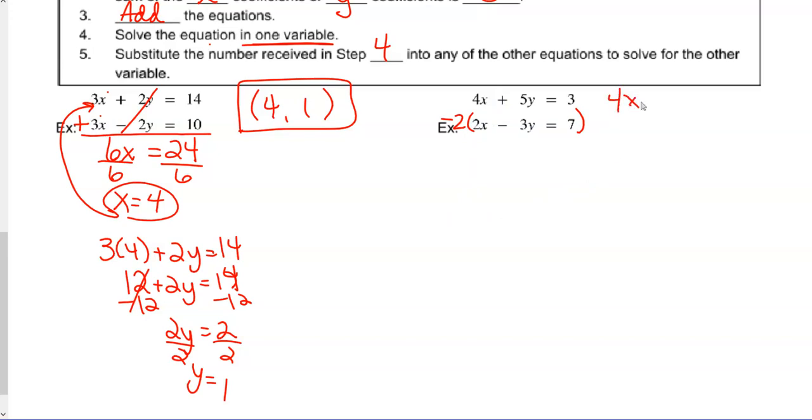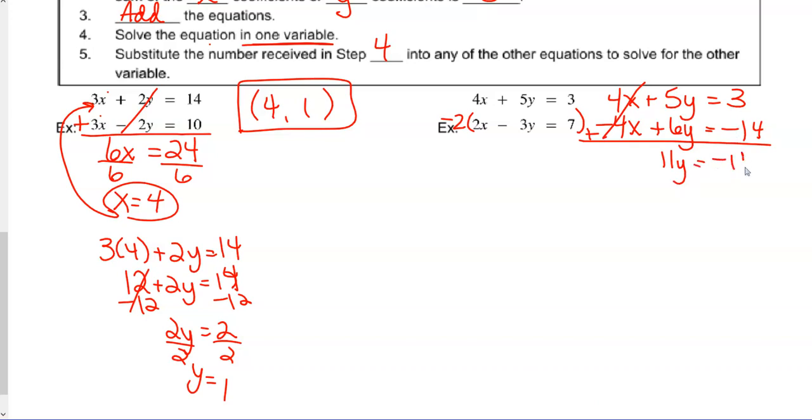So here I'm going to rewrite this first equation. I'm not going to do anything to that. But if I'm going to multiply by negative 2 with this guy, then I have to multiply negative 2 all the way through. So this becomes a minus 4x. Negative 2 times a negative 3 is a positive 6y. And a negative 2 times a 7 is negative 14. And now I have my ax plus by equals c's that I can add together and eliminate the x's this time. And when I add my y's together, I get an 11y. When I add here, I get a negative 11.